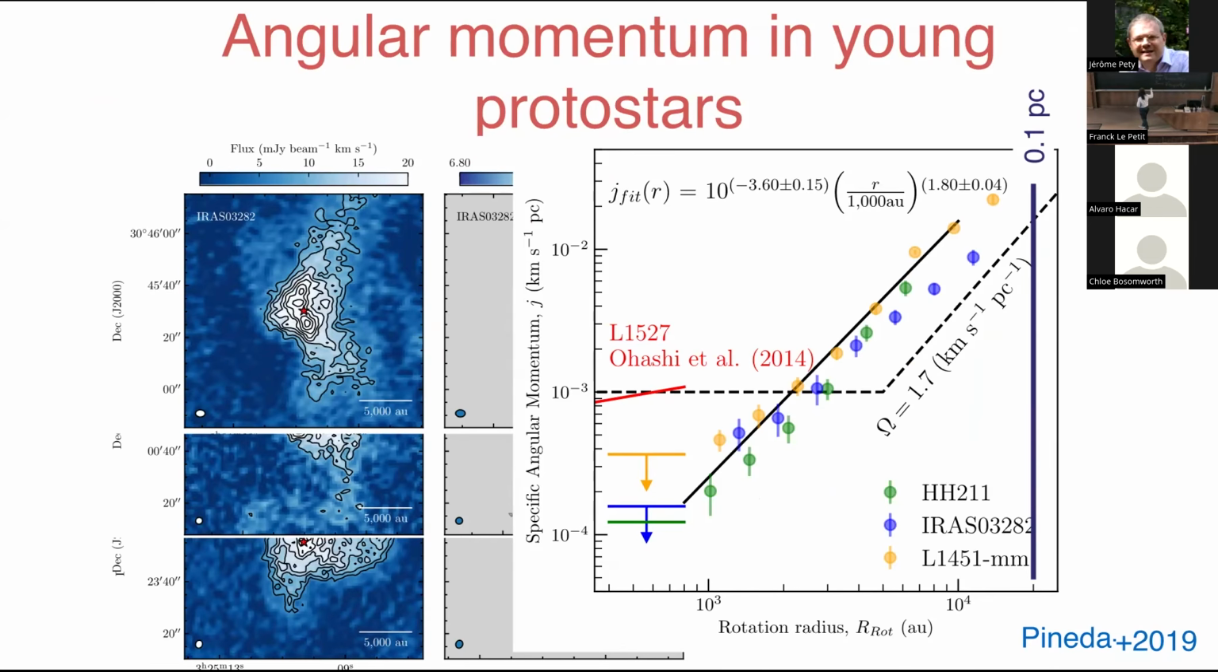We can plot the same angular momentum measurement, and it's a pure power law. We don't see the break. We don't see a region of conserved angular momentum. So maybe these objects are too small, too young to actually see the region of collapse. Maybe the region of collapse is just very, very small.